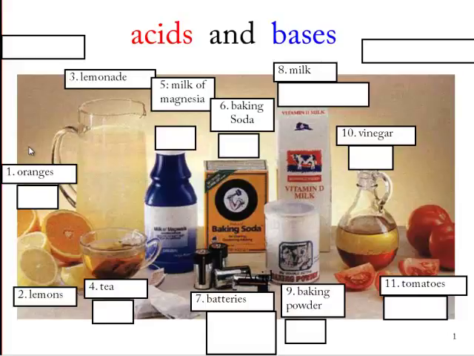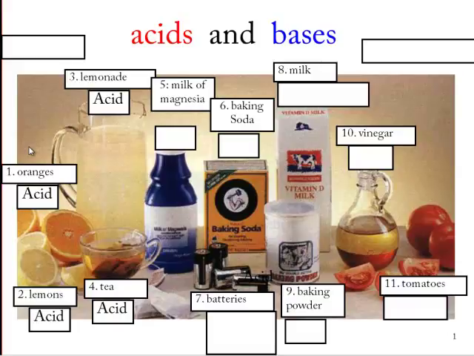Well, they're acidic, as are lemons and lemonade. They all contain a variety of organic acids such as citric acid, ascorbic acid, and others. Tea. Tea is weakly acidic. It contains some tannic acid.